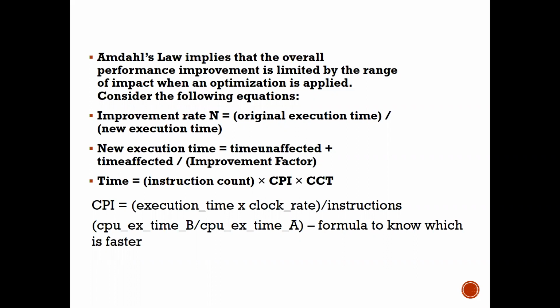CPU time equals instruction count times CPI times clock cycle time. CPI equals execution time times clock rate divided by instruction count. Performance ratio is CPU time B divided by CPU time A.